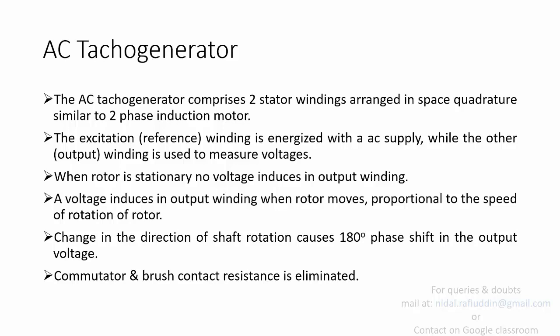And moreover, if there is a change in the direction of rotation of the shaft, this will cause a shift in the phase of the output voltage by 180 degrees. So suppose if the shaft was rotating clockwise, in that case whatever voltage waveform you got, next time if you rotate the shaft anti-clockwise, the waveform that you obtained previously will be shifted 180 degrees, or in other words that will be inverted upside down.